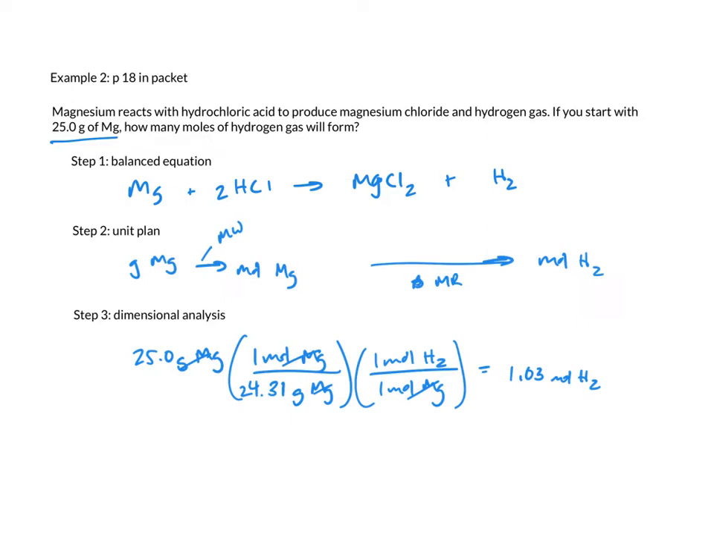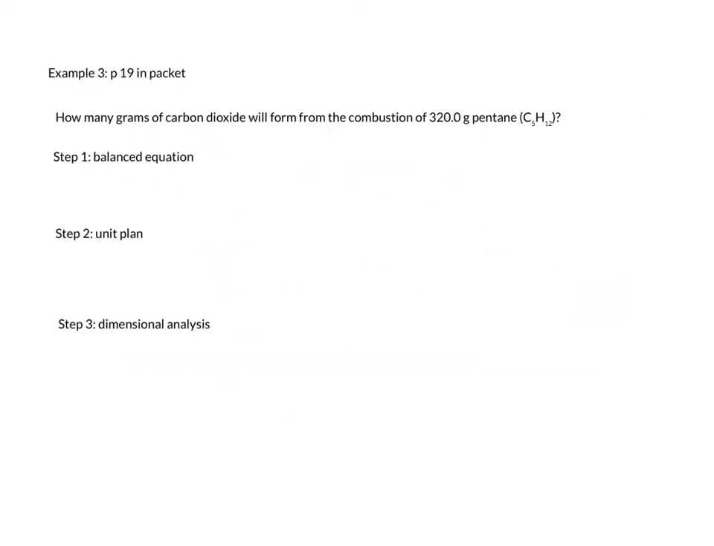Okay, all right, let's try another one. I want you to try this one on your own. So in this one, we're looking for grams of carbon dioxide that are forming from the burning or combustion of 320 grams of pentane, which is C5H12. This is page 19 in your packet. Pause the video. Try this problem. Hit play when you're ready to see the solution.